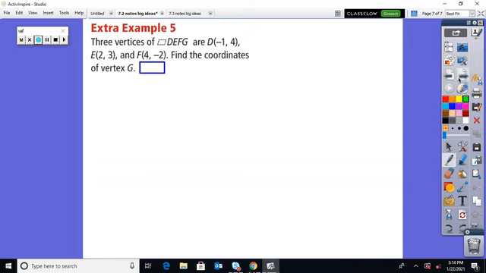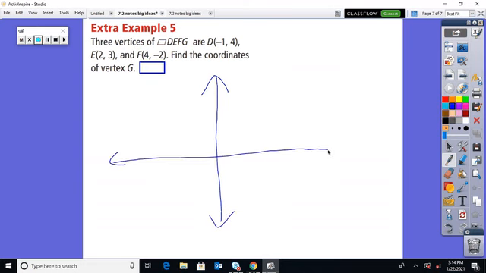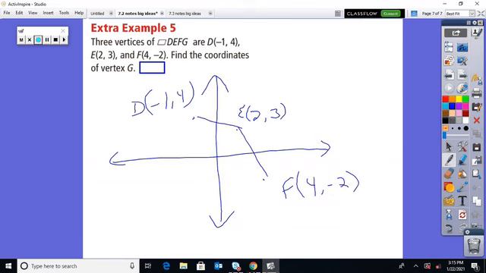All right, welcome back. Let's see what this one looks like. Sketch it out. So -1, 4, there's our first coordinate. That's D. 2, 3, that's E. And then F is at 4, -2. So down here somewhere. All right, so that's what I got going on. Got to find that last point.